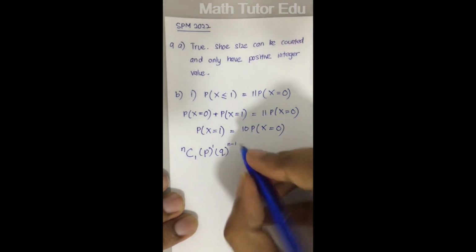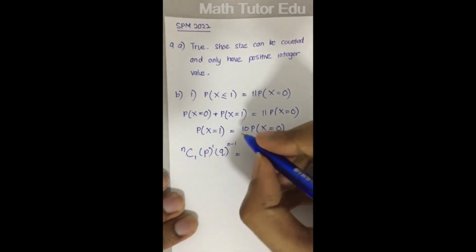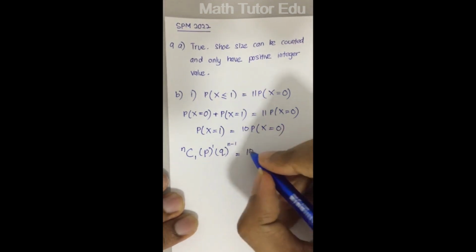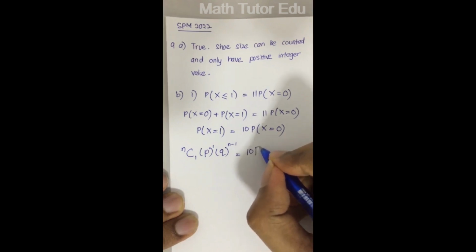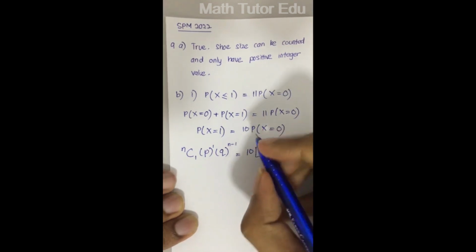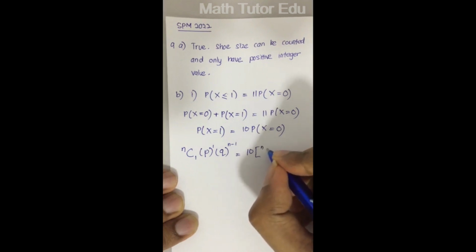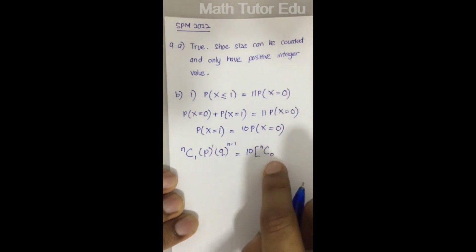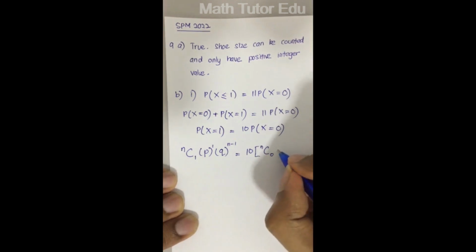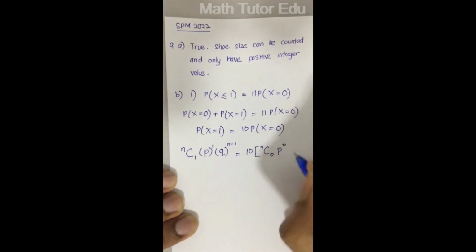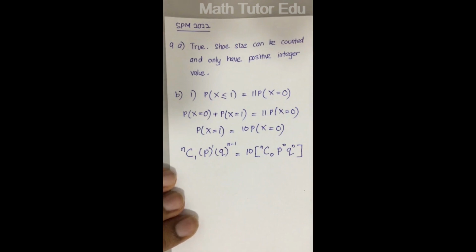So from here it equals 10, in a bracket. n number of trials, and then you don't fire anything, so nC0, times probability of success, in this case it will be 0, and then probability of failure, q, so n minus 0, so from here we get n. Close bracket. So far so good.